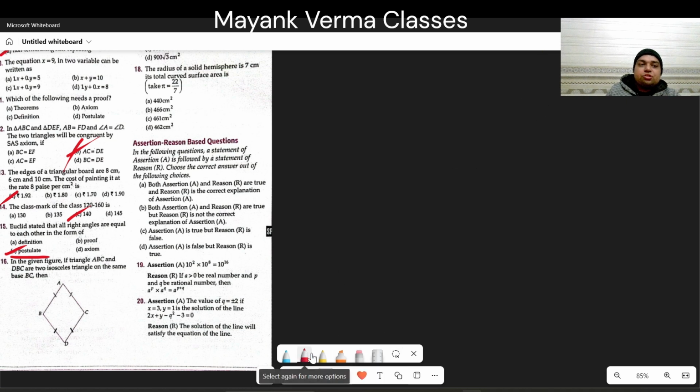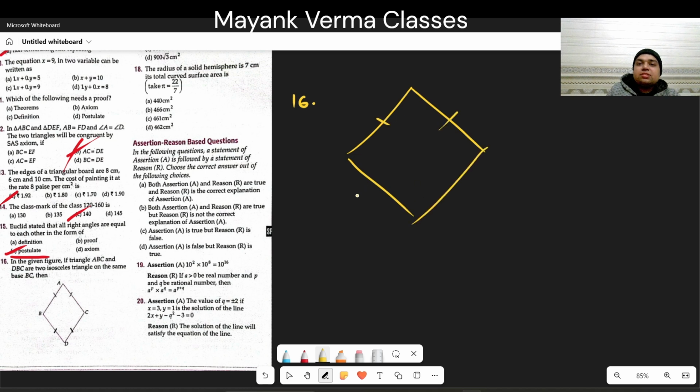In the 16th question, we can clearly see that in the given figure, triangles ABC and DBC are two isosceles triangles. So let's first draw the diagram. So it is saying that this side is equal to this and this side is equal to this. Let's name it A, B, D and C. So ABC and BDC are two isosceles triangles.